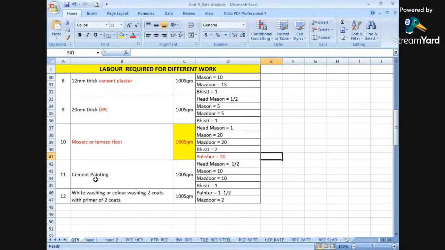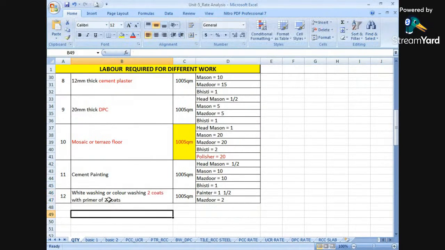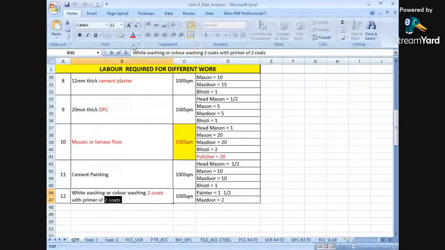Okay. Again, for cement painting on walls, it is measured in 100 square meters. Head mason required is 1 by 2. Mason required is 10. Mazdoor required is 10. Bisti required is 1. Okay. Again, the 12th number, the last quantity, is whitewashing or color washing, 2 coats. This is important: 2 coats. This word is very important. 2 coats with 2 coats of primer.